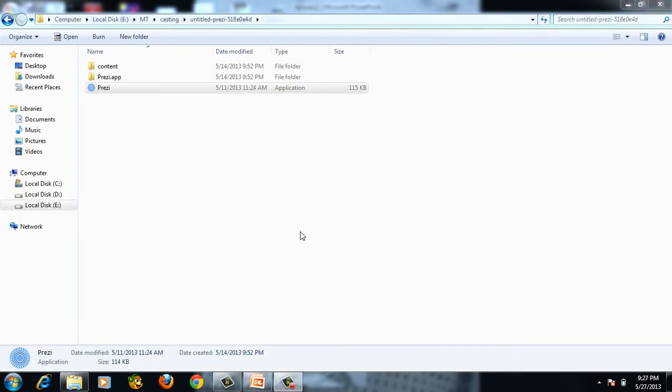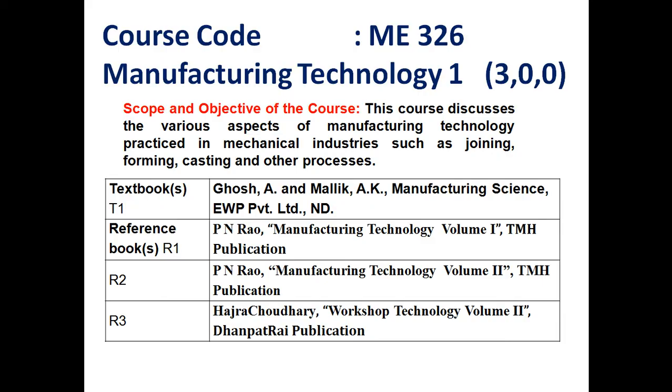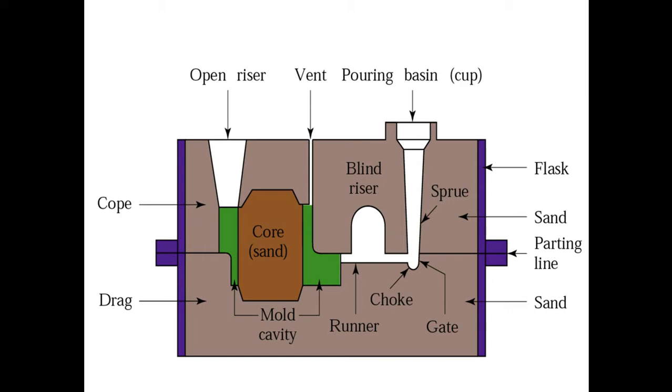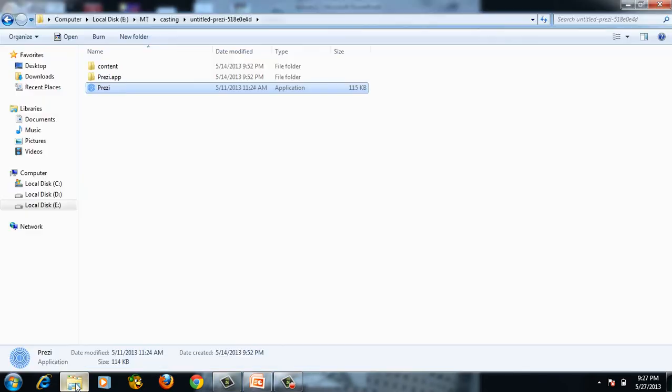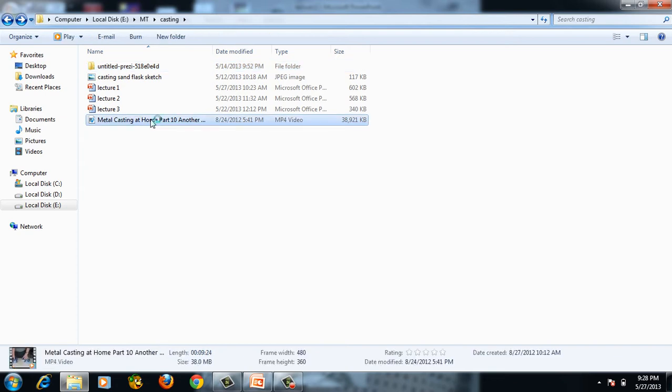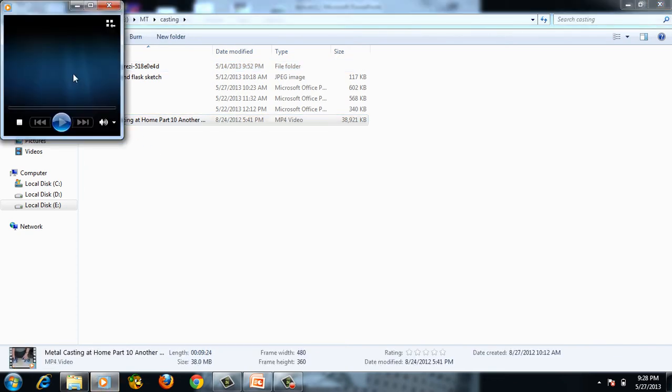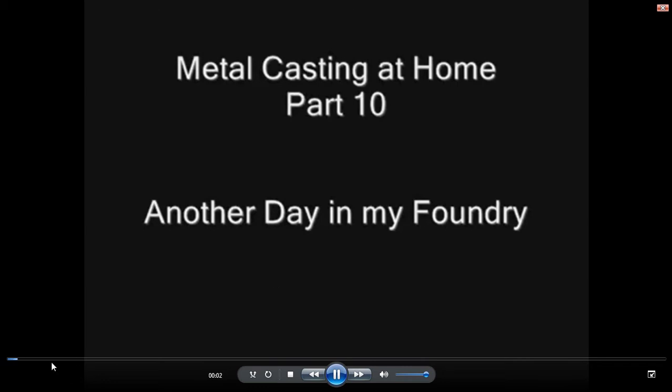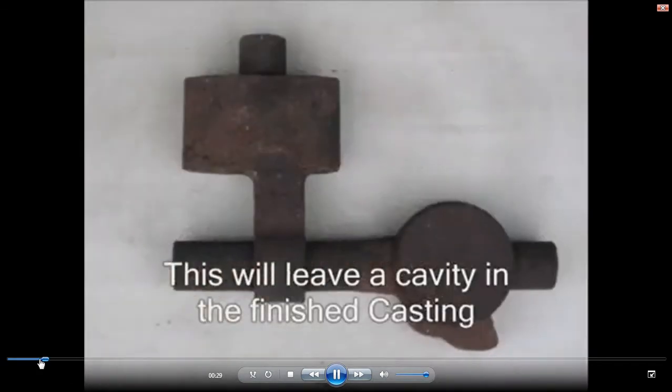So in detail, now we study what metal casting is. What is metal casting? This figure shows what happens in a metal casting process. Before looking into this figure, let's watch a video which shows us what a metal casting is.